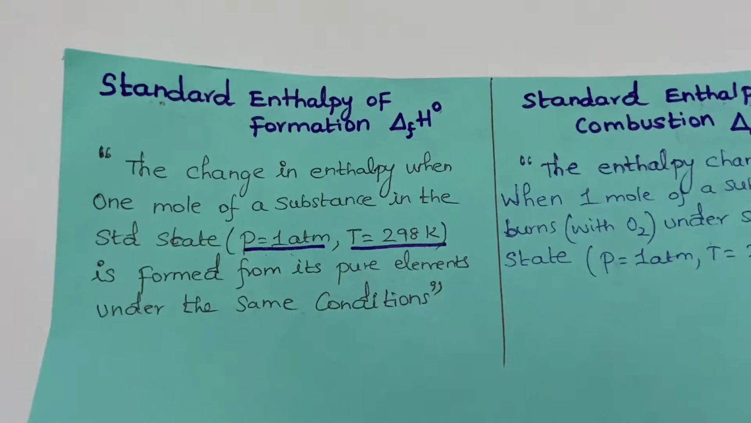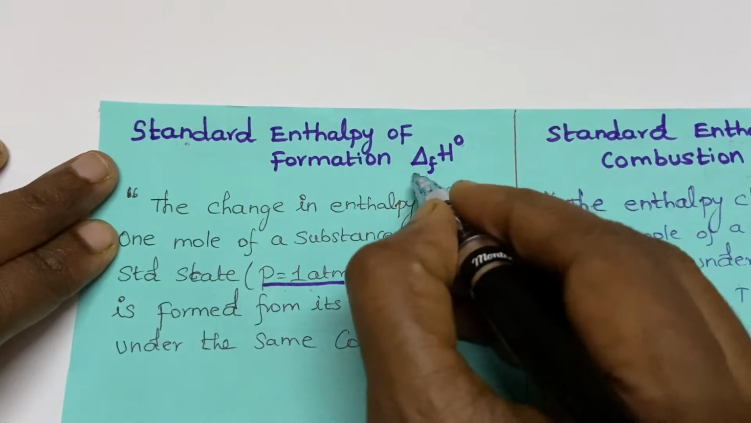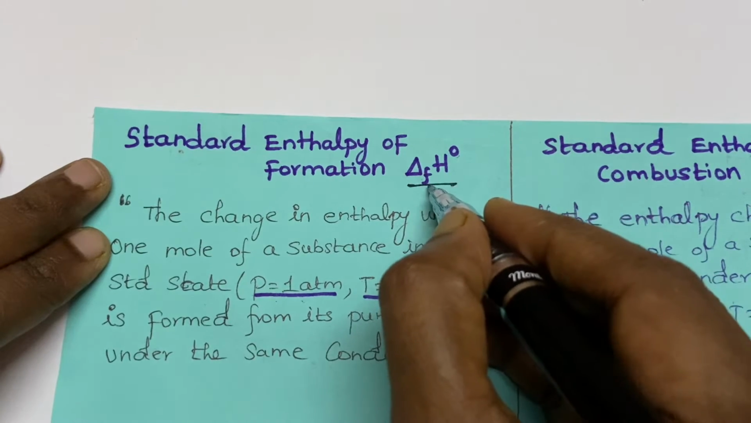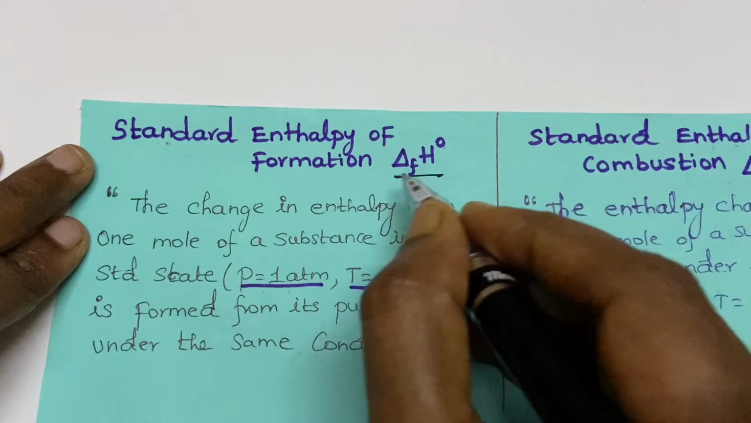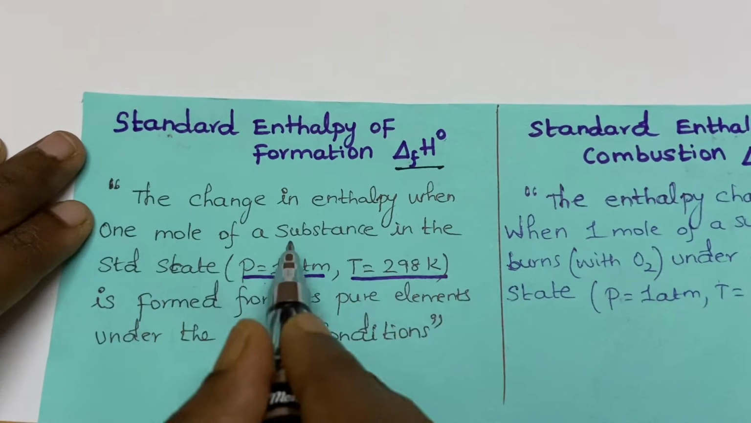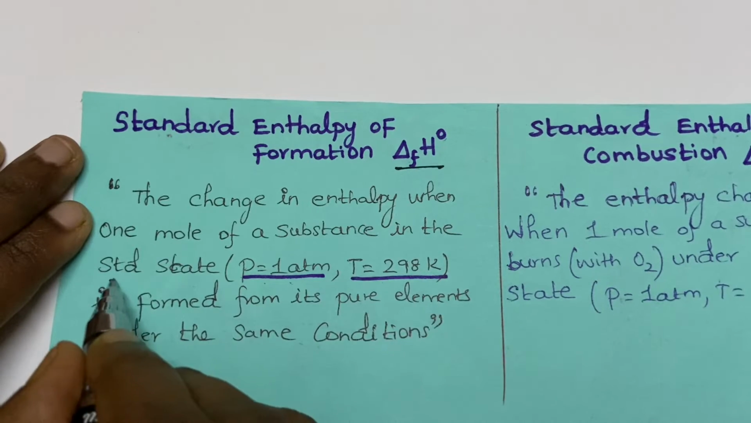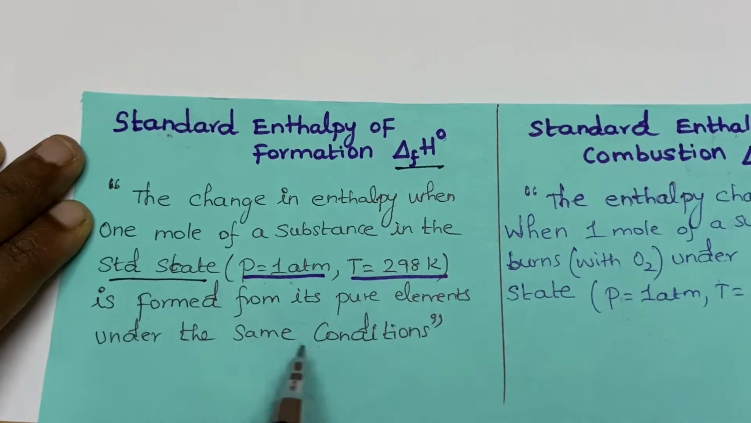Okay, so before that I will brief the concept. See, standard enthalpy of formation is represented like this. F stands for formation, this symbol stands for standard, and this is the enthalpy change. It is the change in enthalpy when 1 mole of a substance in the standard state is formed from its pure elements under the same condition.